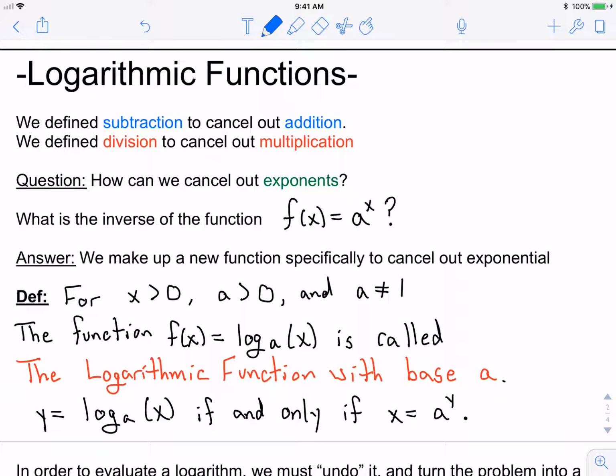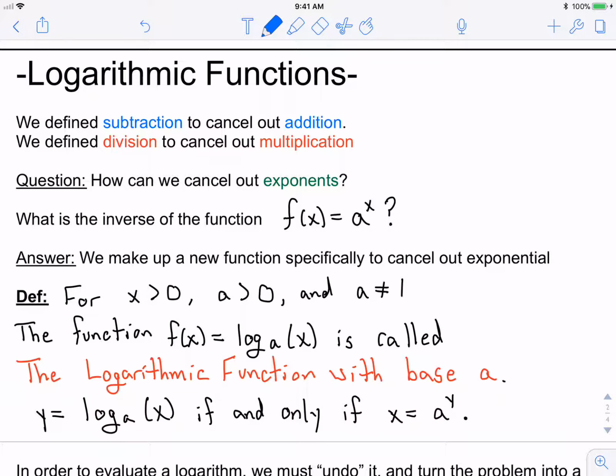So we defined subtraction to cancel out addition many, many years ago. And we had a way to, anytime we add, sort of undo it and get back to our original number x. Similarly, once we defined multiplication, we defined division to cancel it out. And so if we ever multiply by something, we have a nice way to move it to the other side and get rid of it.